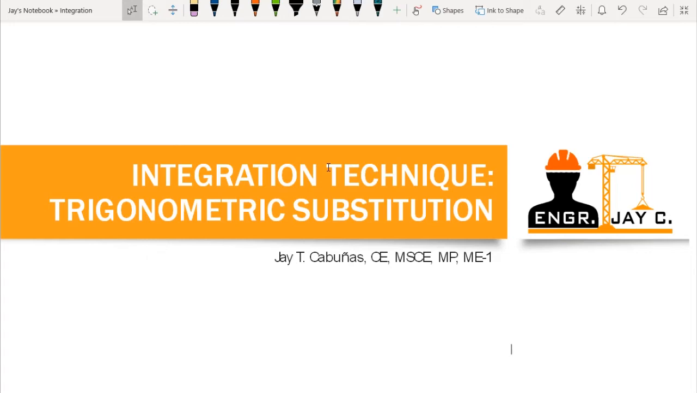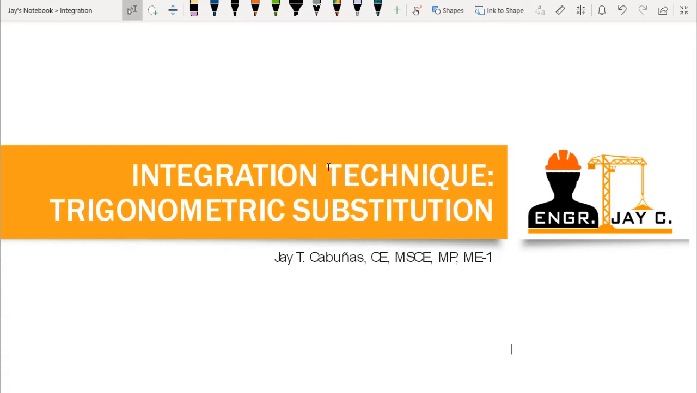But in this video, we will learn how to integrate functions using one of the important integration techniques, that is trigonometric substitution. Again, there are some functions that can't be integrated using the existing integration rules, such as the power rule, trigonometric integration, or trigonometric rule. So the first thing that we need to do if we encounter such a function is to determine whether trigonometric substitution can be applied.